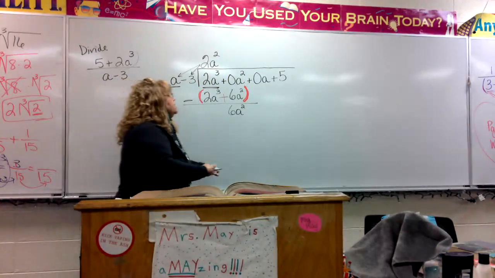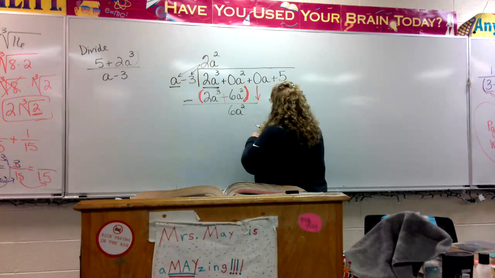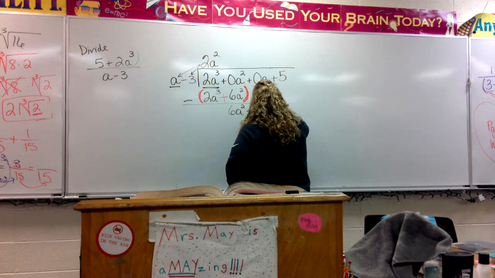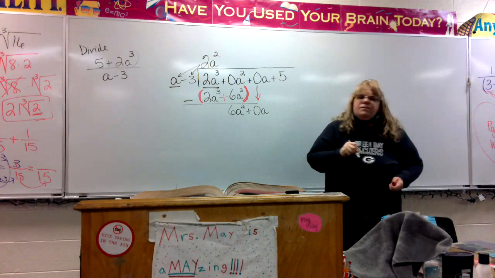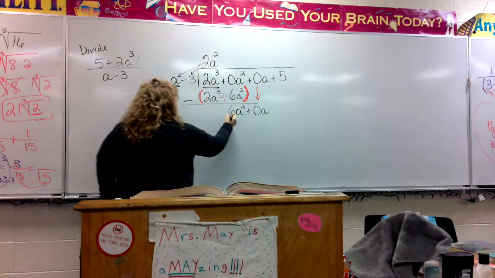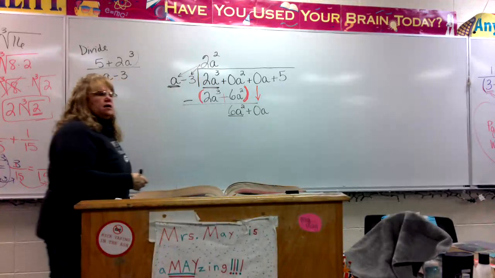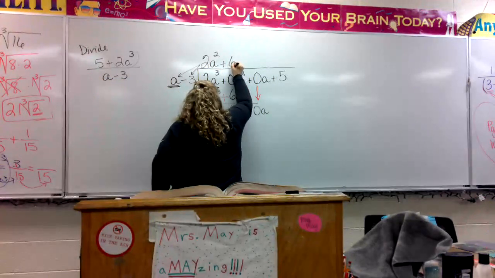And then we bring down the next thing. Bring down the 0a, and we start all over again and repeat the process. Only now you ask, what times a is 6a squared? Well, obviously it's going to have a 6.